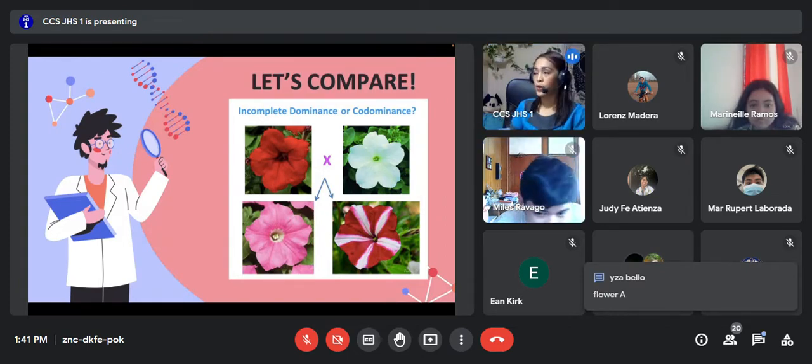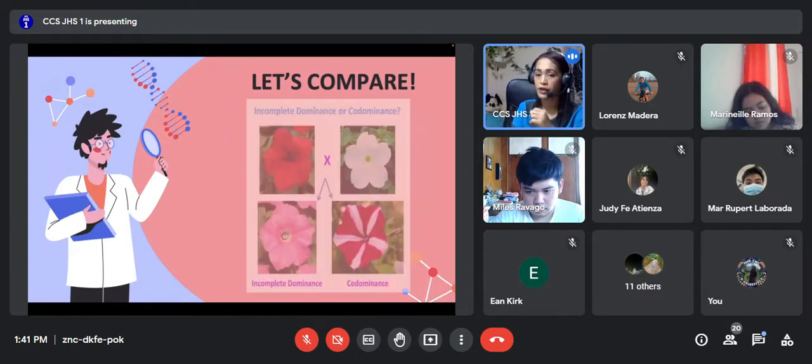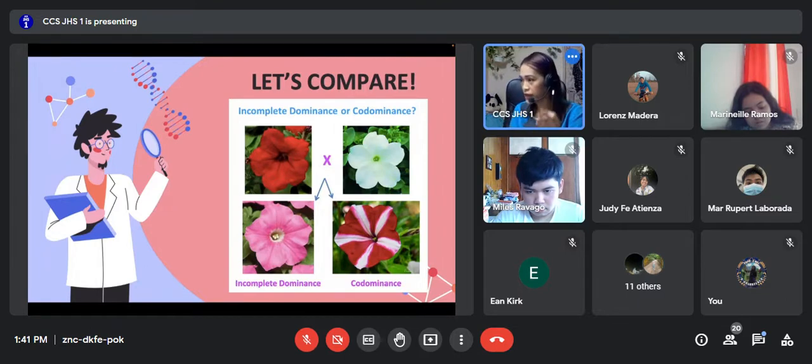Codominant. So we have Ian, according to him, and Isa, flower A is the incomplete dominance. And according to Miles, result B, which is, as you can see on the screen, a flower where parts of the petal have red and then stripes of white. So let us see if our answers are correct. Indeed, it's correct.